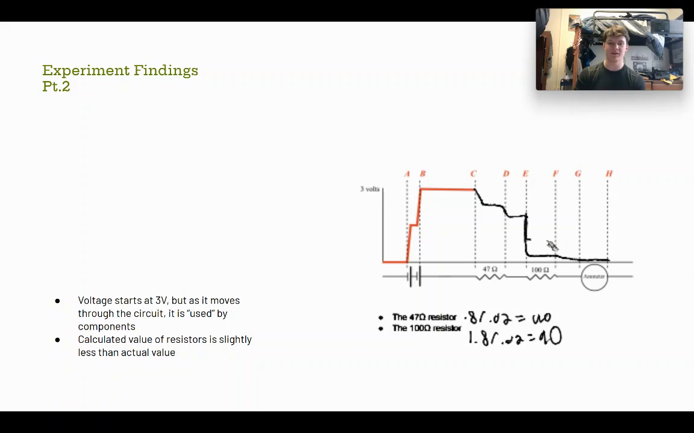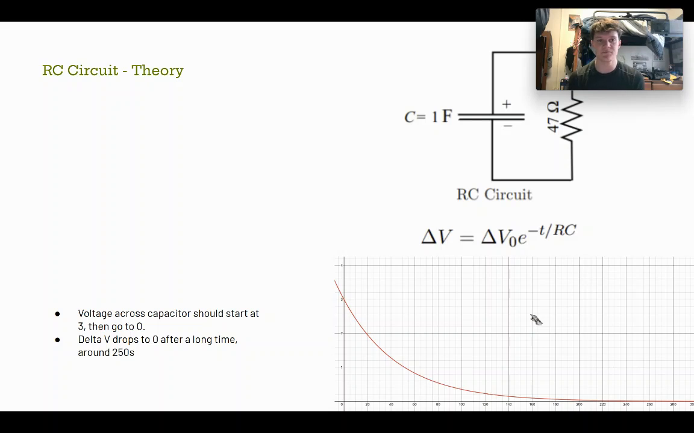And we also calculated the resistance of the resistors using our measured voltage and current. And so if you do voltage divided by current, you get resistance via Ohm's law. So we calculated 40 ohms for the 47 ohm resistor and 90 ohms for the 100 ohm resistor. And those are both lower than the expected value. And that's because, again, of the resistance in the wires that we don't take into account.